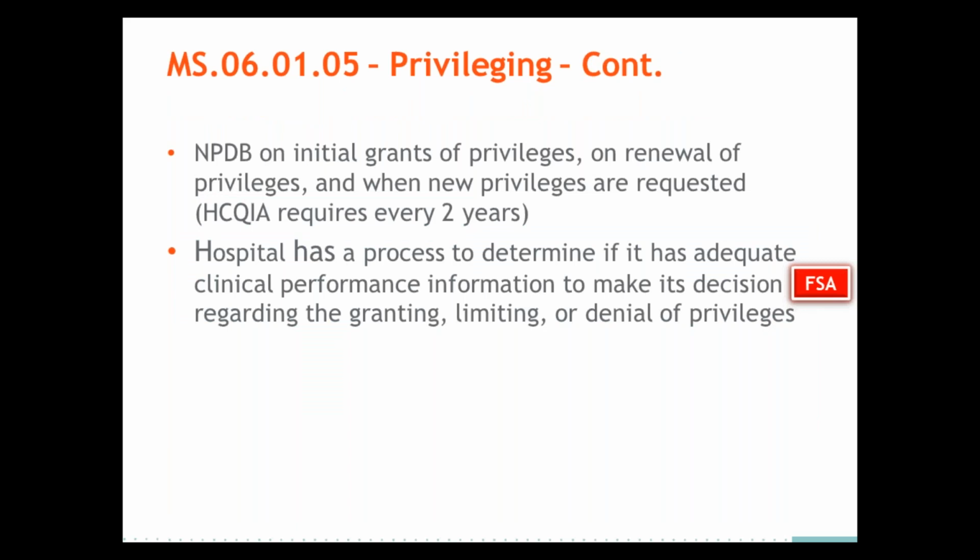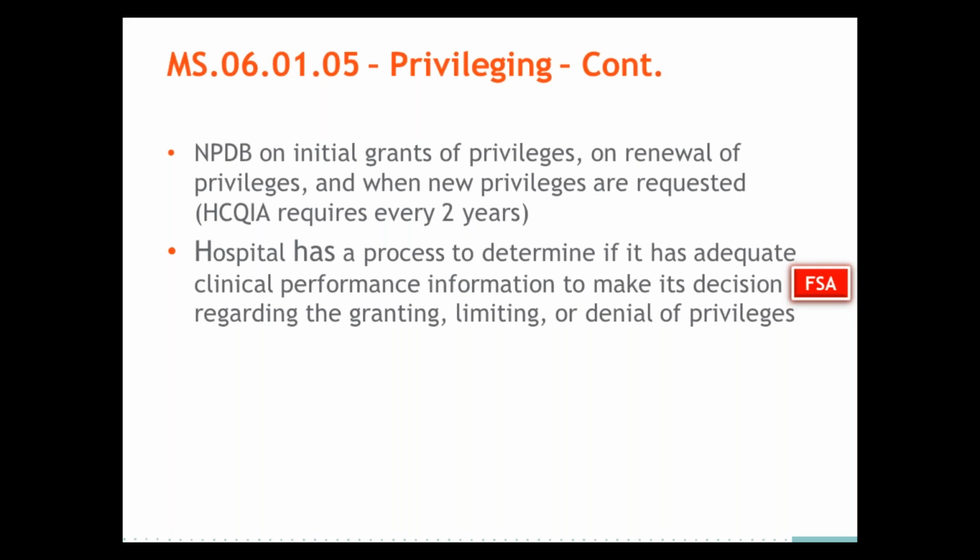There has to be a data bank query for all initial grants of privileges, when privileges are renewed, and whenever new privileges are requested. So even though the Joint Commission requires it on initial, renewal, and when new privileges are requested, keep in mind that the Healthcare Quality Improvement Act does require that you do it every 2 years. So you have to make sure that you are querying the data bank at least every 2 years on everybody who's been granted privileges.